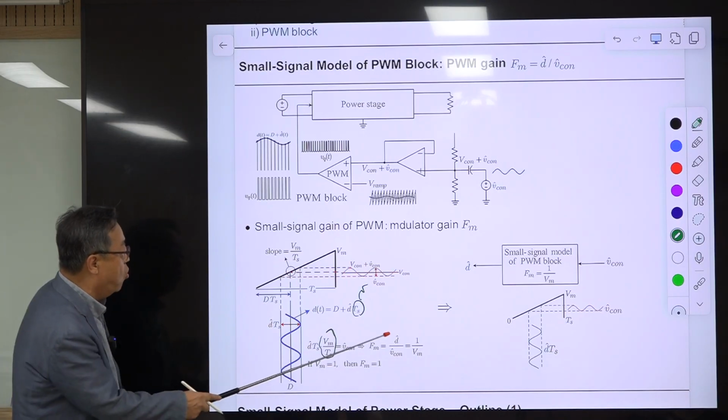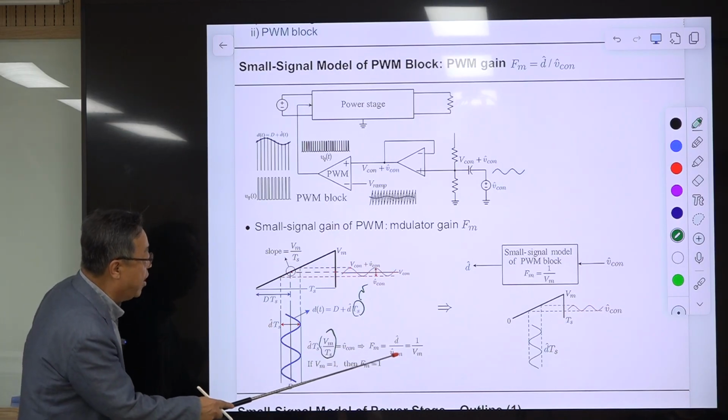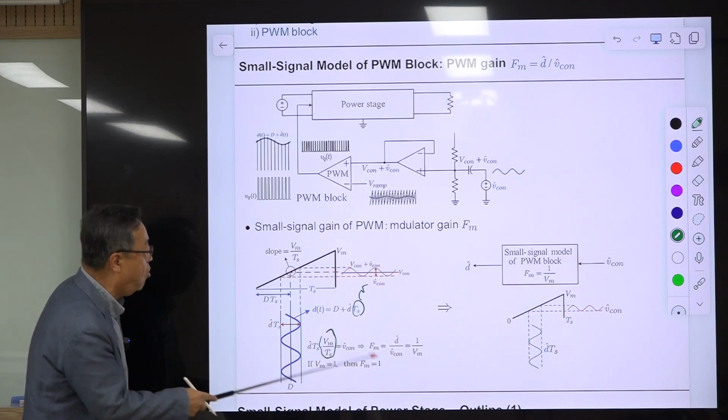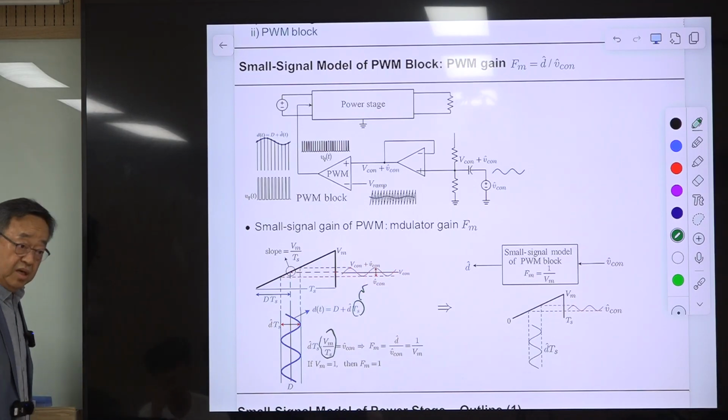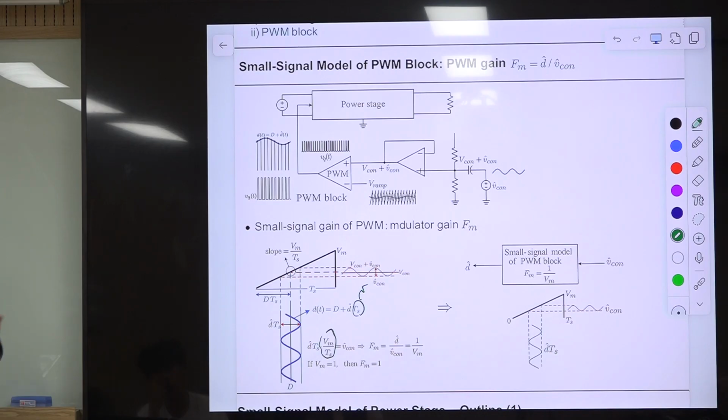Then the ratio between v_con hat and D hat is called the modulator gain, Fm, which is 1 over Vm. This is well known, and there are maybe 10 different ways of explaining this.